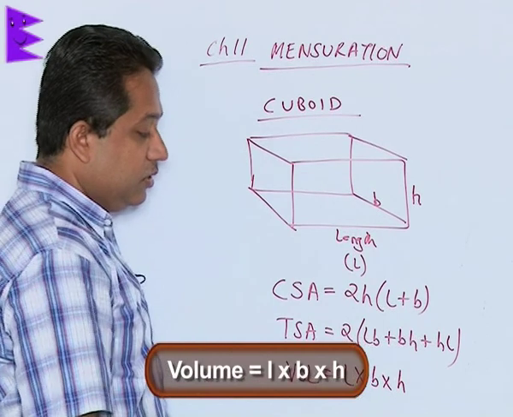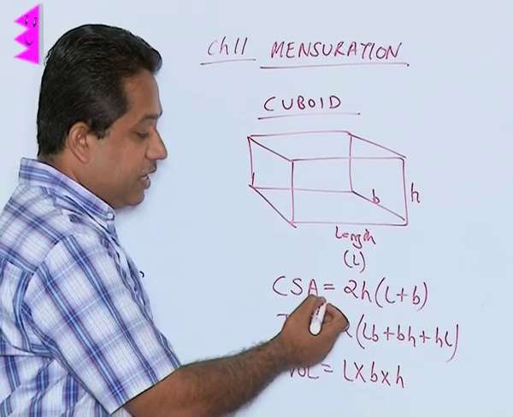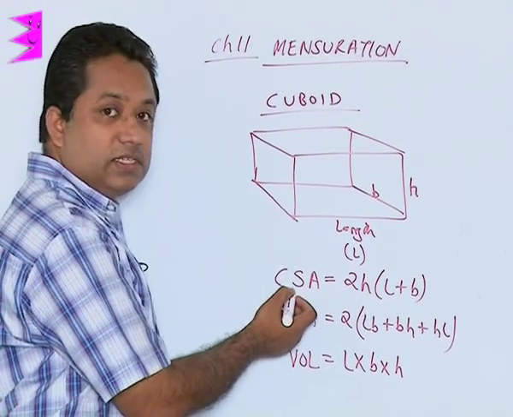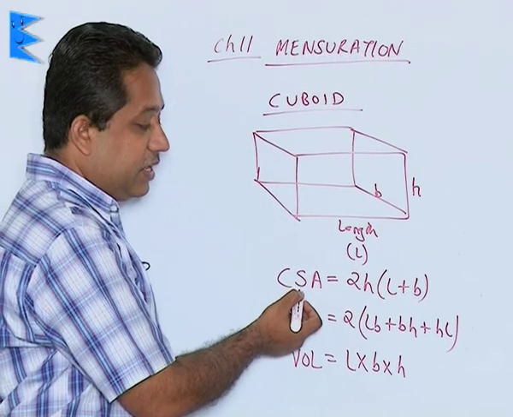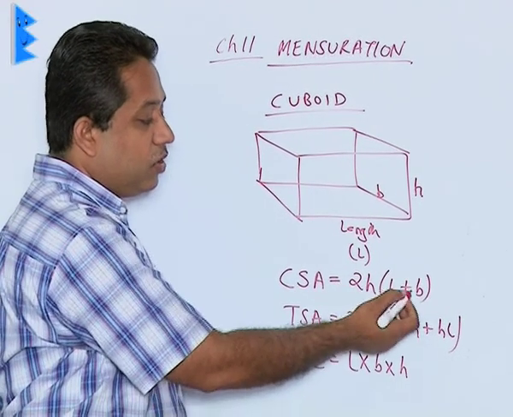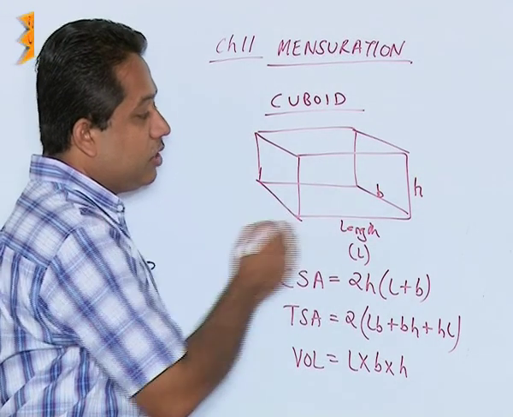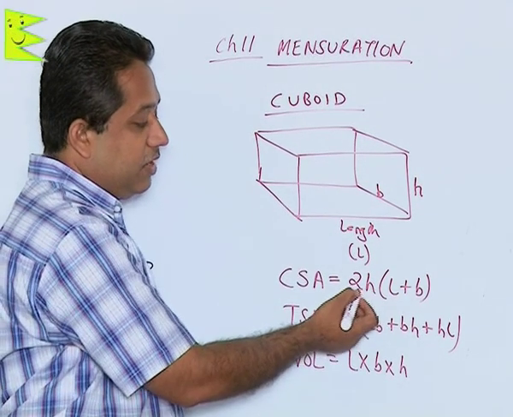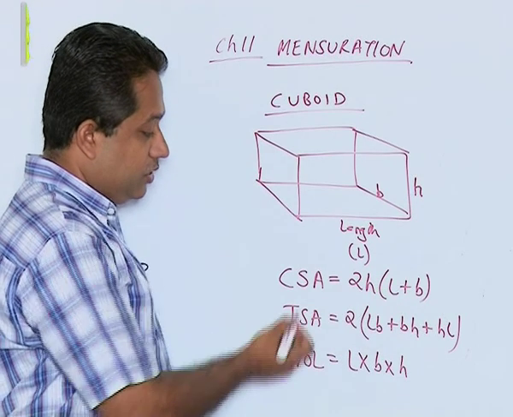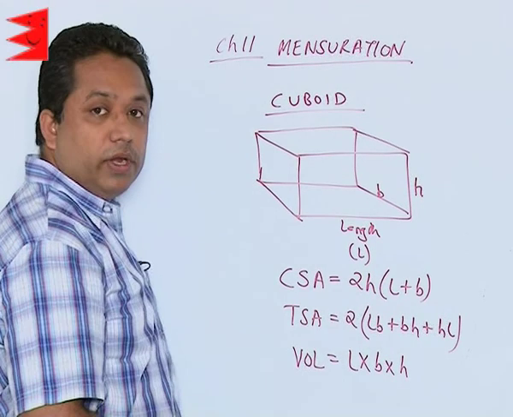So, this will be the total surface area, and volume can be found by using the formula L into B into H. Now, this curved surface area, as I told before, is also referred to as the lateral surface area, and this is the area of the 4 walls. So, if you look at the 4 walls, we do not include the top and bottom, then we have 2H bracket L plus B. So, these are the formulas for a cuboid.